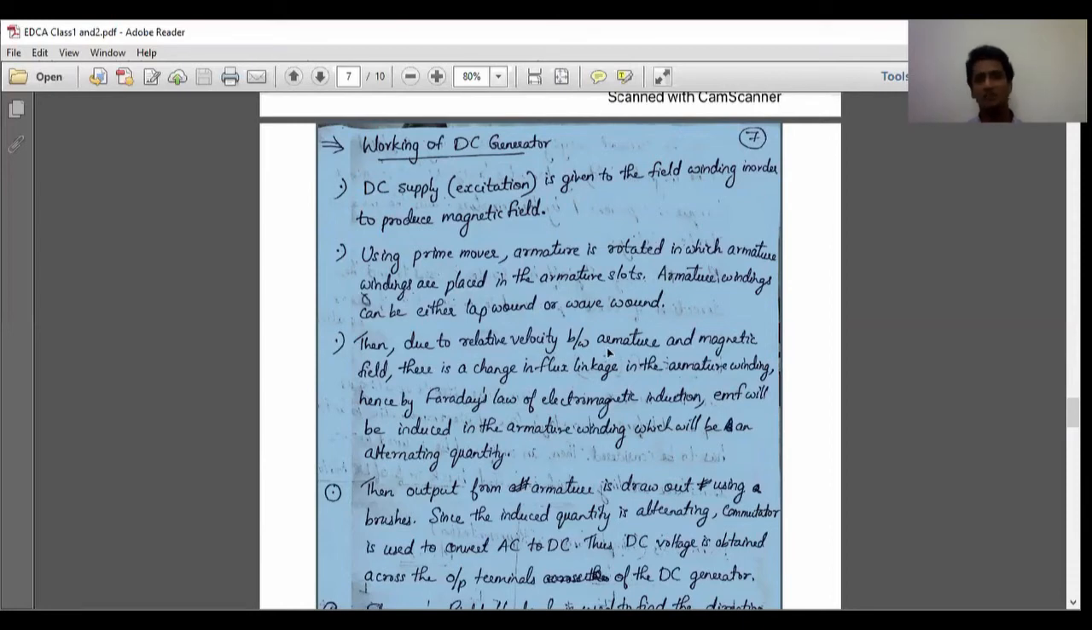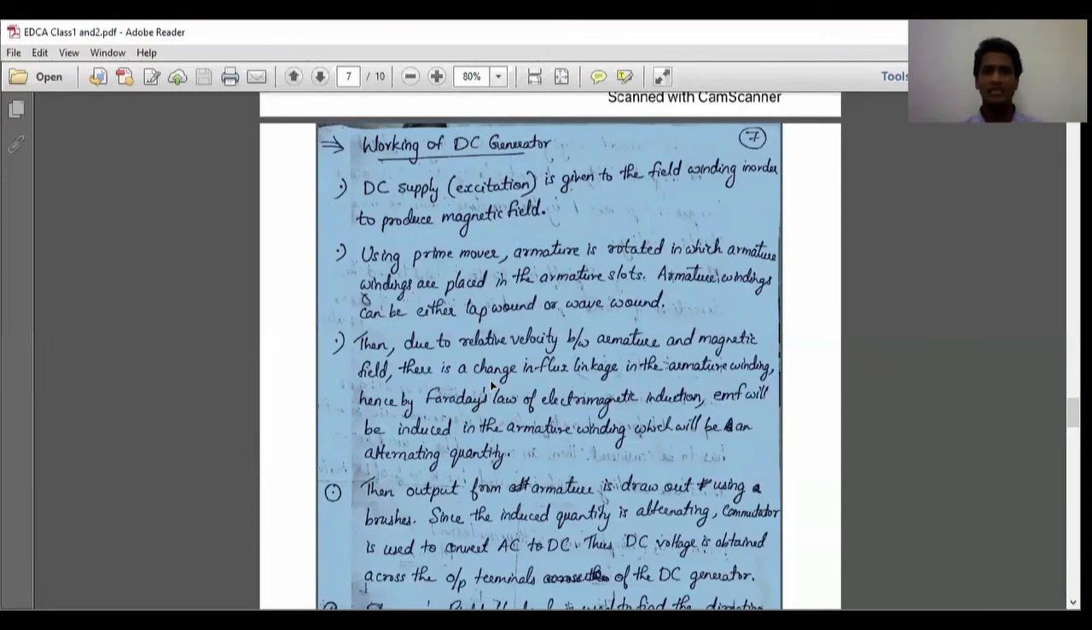Due to relative velocity between armature and magnetic field, there is a change in flux linkage. What is flux linkage? Flux linking with the conductor. Whenever there is a change in flux linkage, according to Faraday, we know that EMF will be induced in the armature winding, which will be an alternating quantity. That is what I have mentioned before. The induced EMF in the armature winding will be an AC value. There comes the use of commutator, by which we convert the AC into DC and taken out.